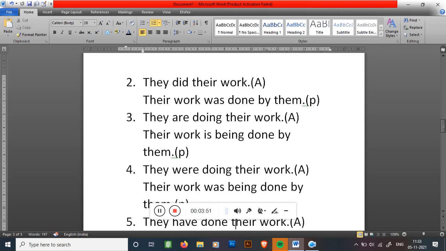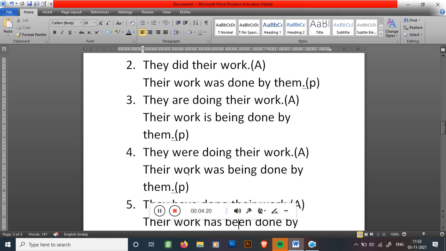Now come to the third sentence. I have taken the example of present continuous, that is ing. When there is already ing in the sentence, so in passive form we always use is, am, are plus being. If ing is already in the sentence, then in passive form is, am, are plus being is used. Their work is being, third form of verb, done by them.